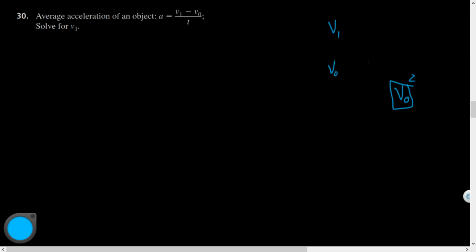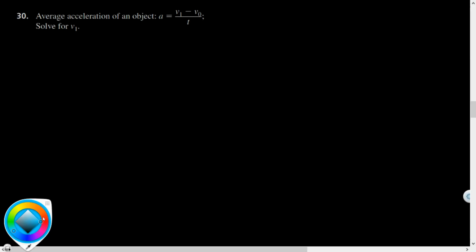Question? A calculus problem? Acceleration can be thought of in a calculus type perspective, but we'll just keep it with this for now. They wanted us to solve for v sub 1.